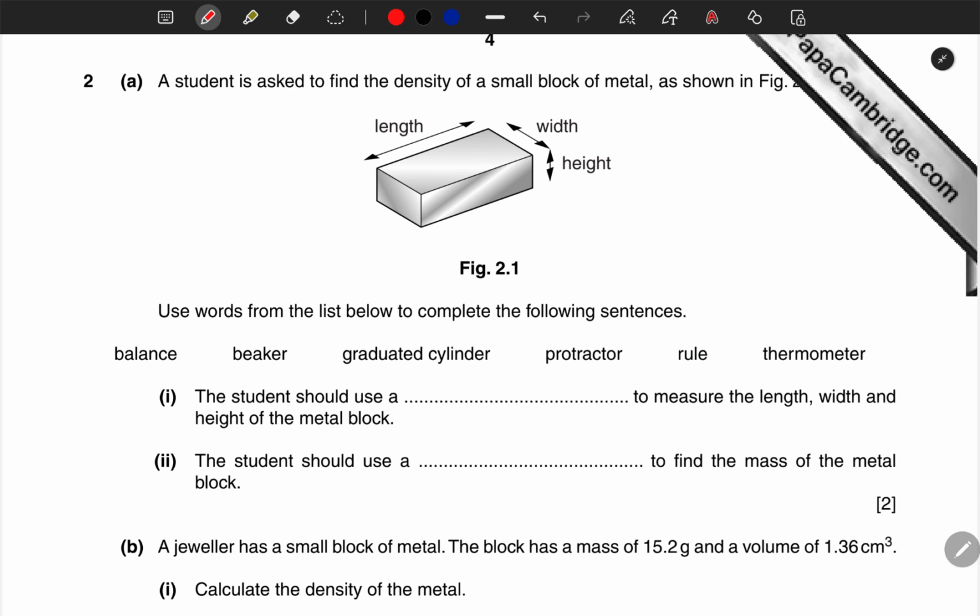Clear, right? Number 1, the student should use a dash to measure the length, the width, and the height of a block. Which one are we going to use among the ones given here? In fact, they are going to use a rule. All right, so we're going to use a rule. The student should use a dash to find the mass of the metal block. So we are going to use a balance to find the mass.